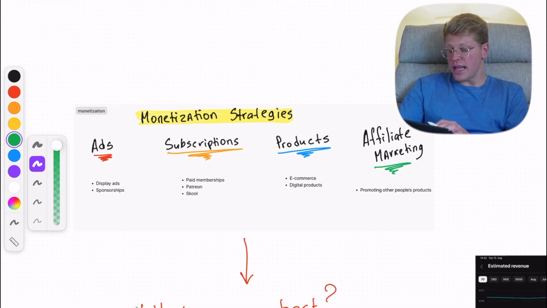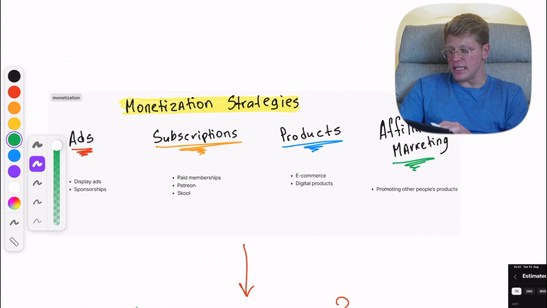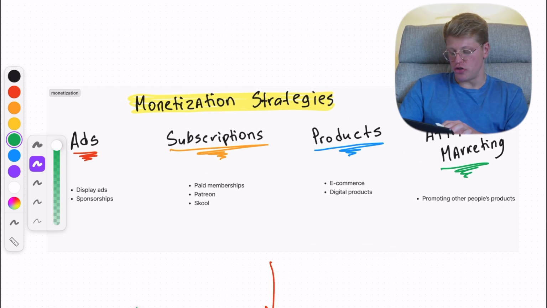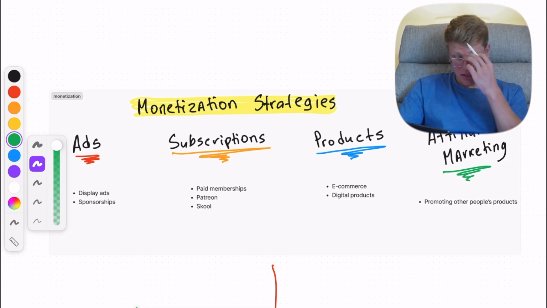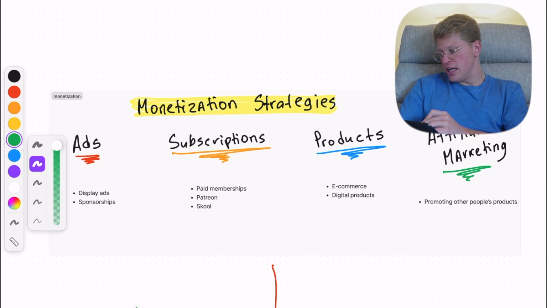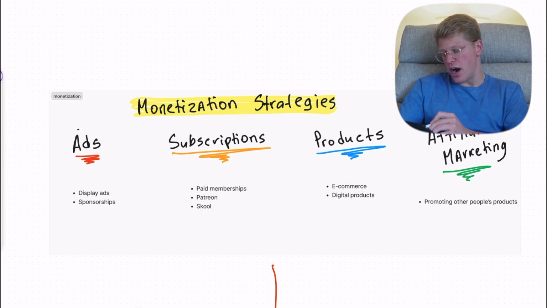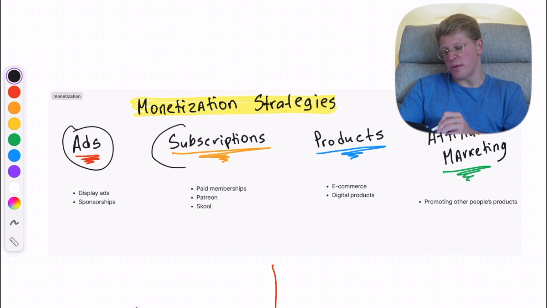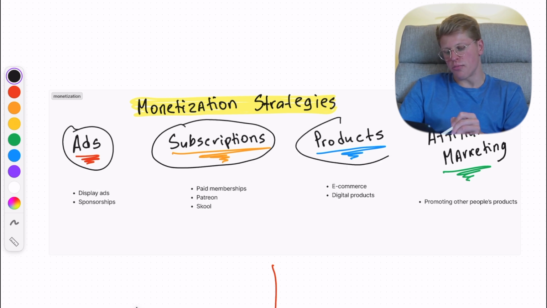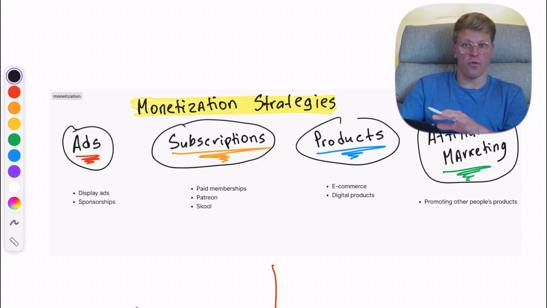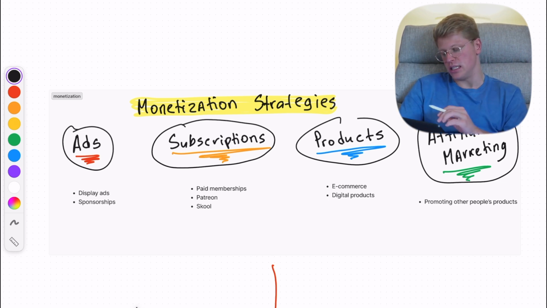All right, next up, let's talk about the different monetization strategies, okay? So as I said earlier, there are different monetization strategies. So there are ads, there are subscriptions, there are products, and there is affiliate marketing. Okay, I use all four of these, and I'm gonna show you in just a second.